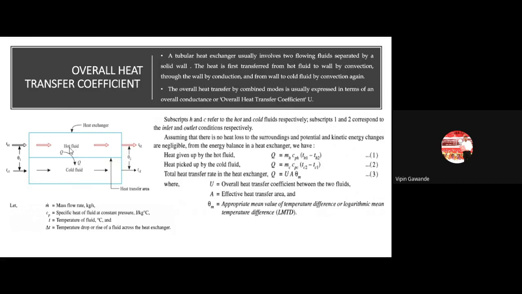The heat is given by the hot fluid, or the cold fluid. First we'll take the hot fluid. Q is equal to mCp delta T, so that is the general formula. When we apply this for the hot fluid, you put the suffix h here. So Q is equal to mh Cph, where mh is the mass flow rate and Cph is the specific heat capacity, and Th1 minus Th2. The temperature difference is very important here.